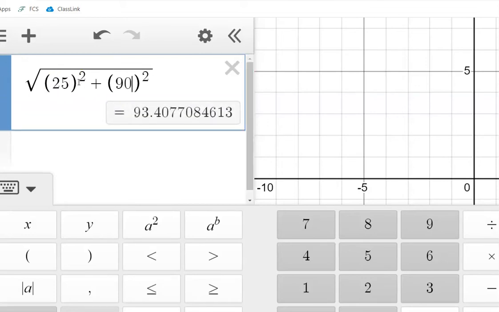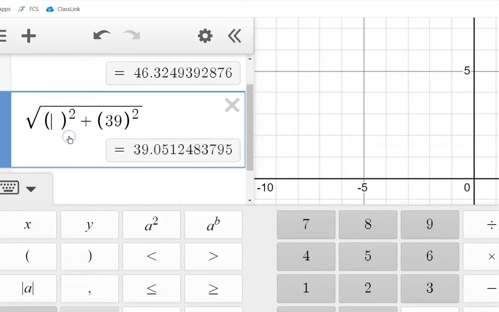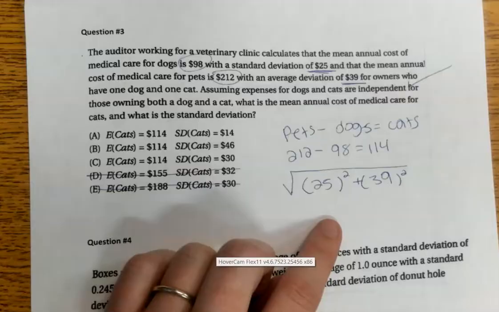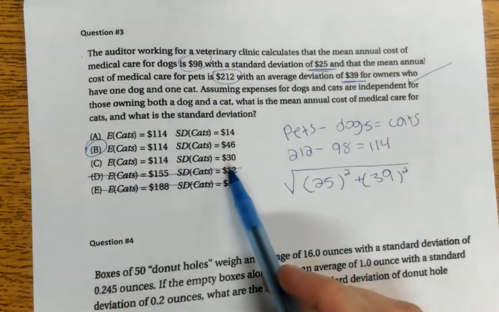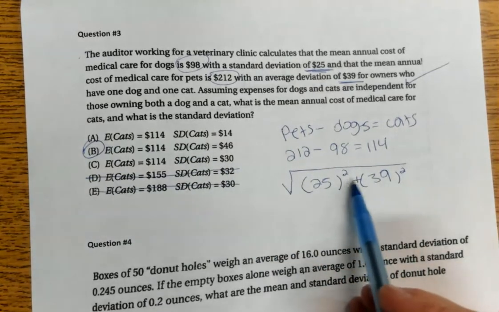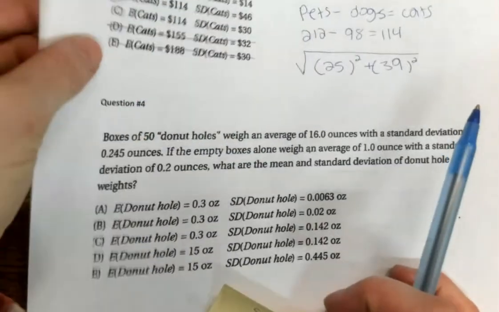25, 39. All right, and let me just prove it to you that I can switch the order. Look, I can, same thing. So we get 46, which is answer choice B. For those of you that selected answer choice C, you must have subtracted. Remember, we cannot subtract with the variances. They always add. All right, number 4 was definitely a challenge question.